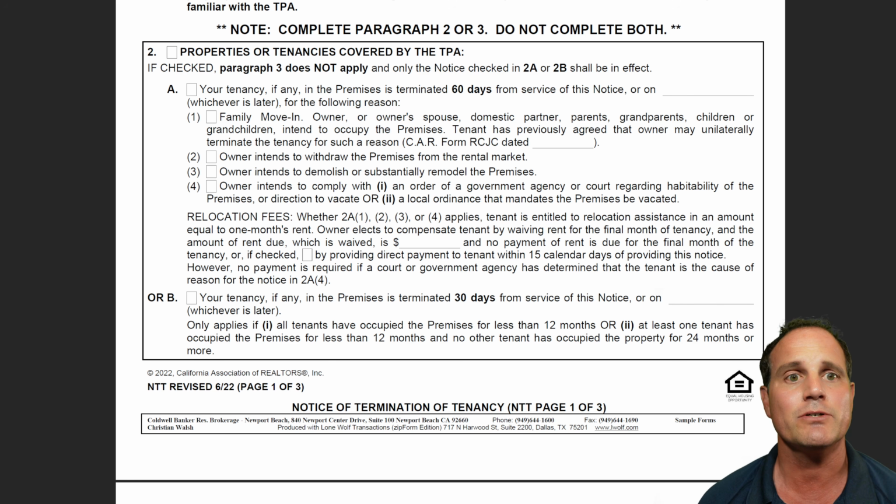Number 2, owner intends to withdraw the premises from the rental market, and that means permanently. It's not going to be a rental anymore.